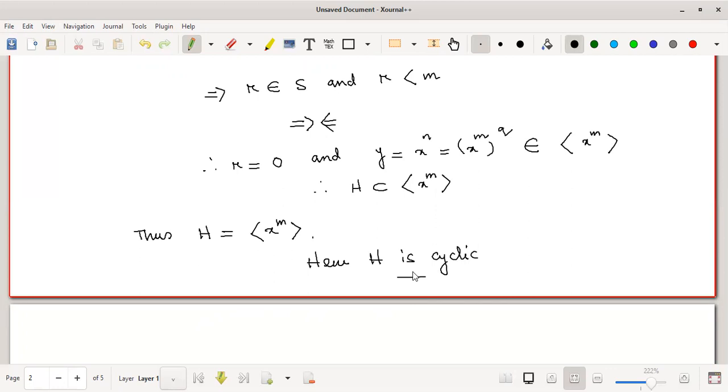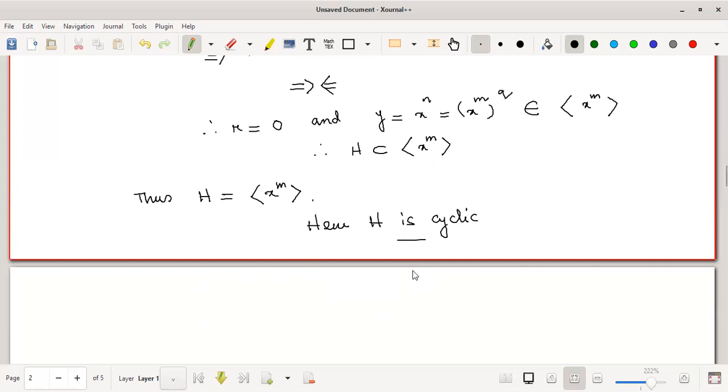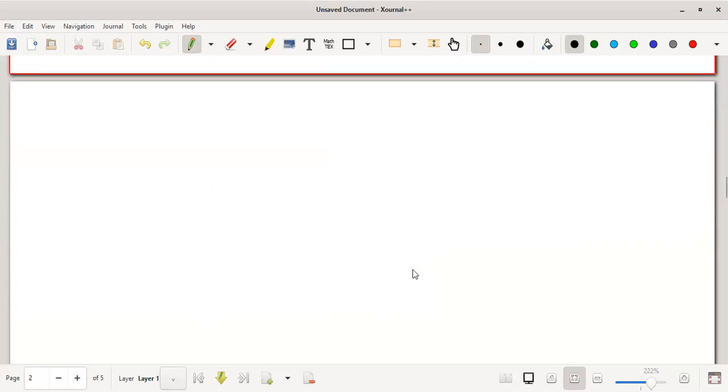Now our intention is to check an infinite cyclic group. If an infinite cyclic group is given to you, what are the possible generators? So before that, we want to prove a lemma. So let us prove a lemma.